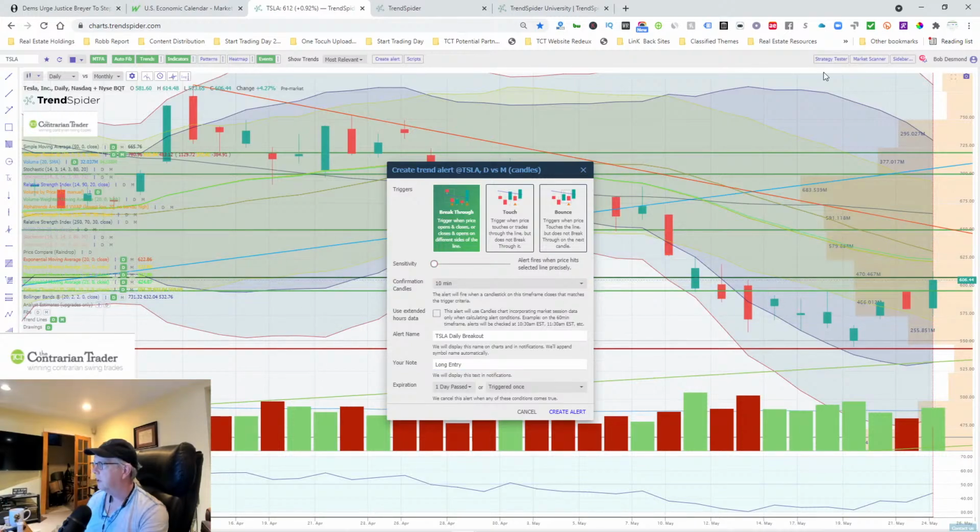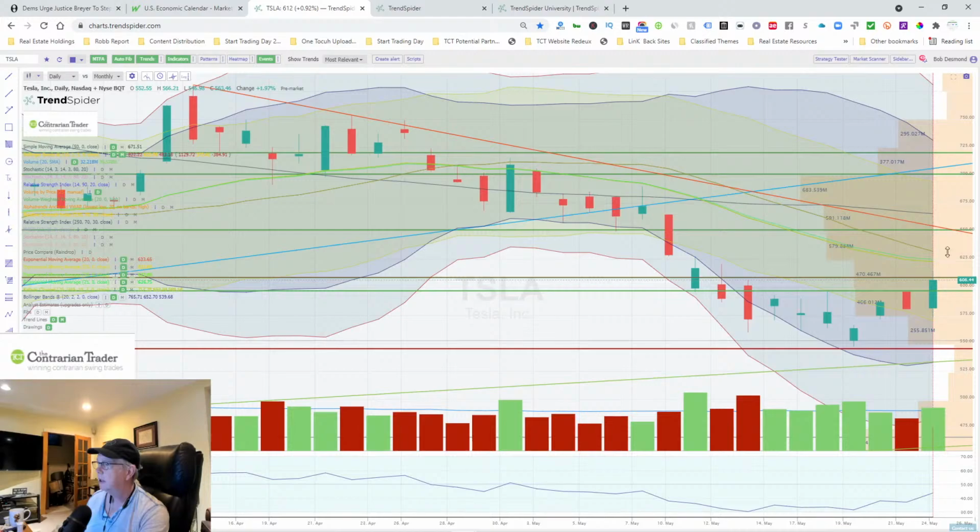I don't want any sensitivity. Good volume yesterday on Tesla. They're probably going to pump this up higher. I don't see any compelling reason to go chasing this stock. You might get some backing and filling. A lot of technical damage has been done here.